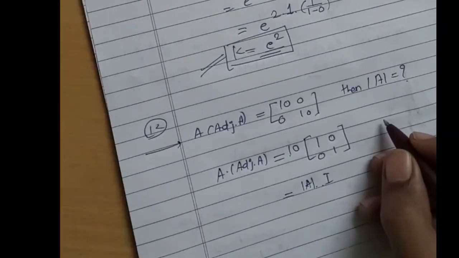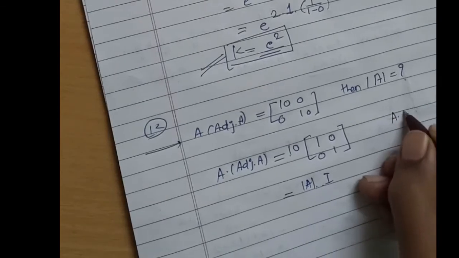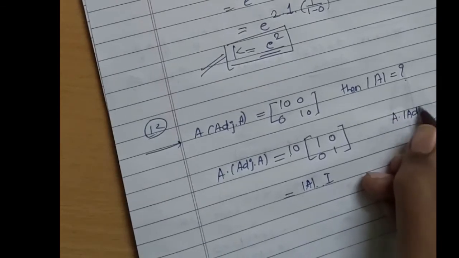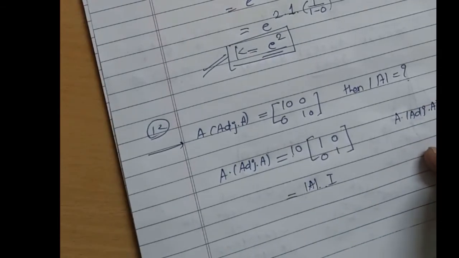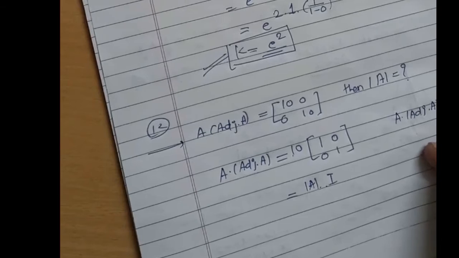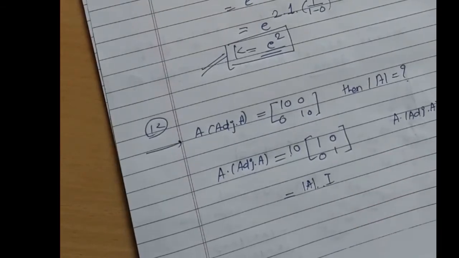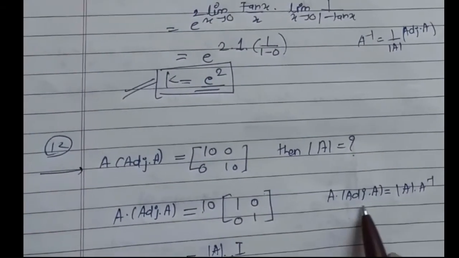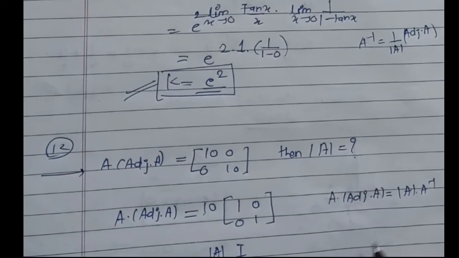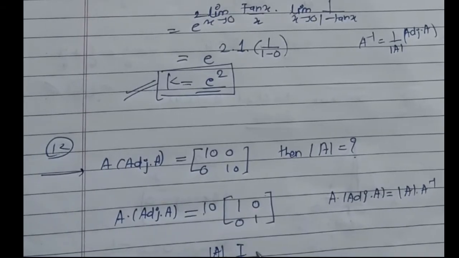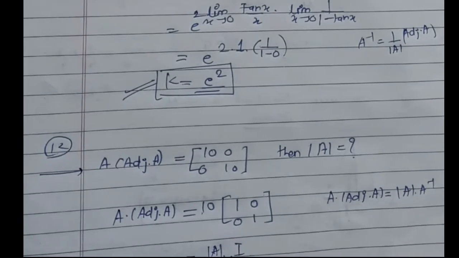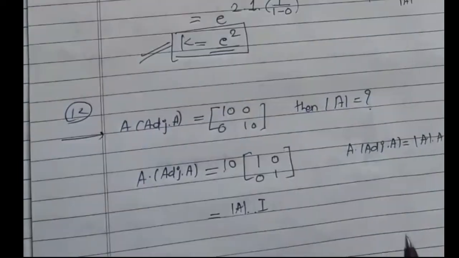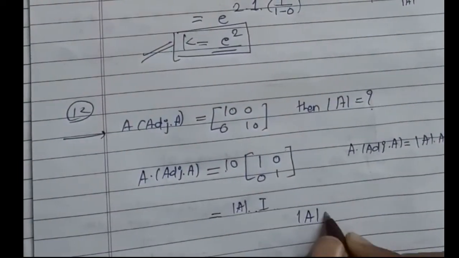You should remember that A into adjoint of A is the determinant of A into I. So A into adjoint of A is equal to the determinant of A into I, as A is an invertible matrix and A times A inverse is a unit matrix. So the determinant of A into I, so we get our answer as the determinant of A is equal to 10.